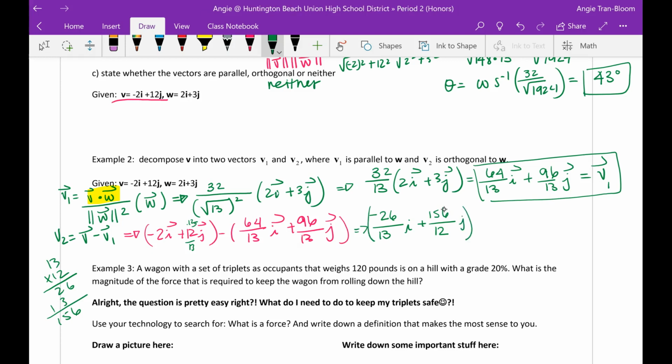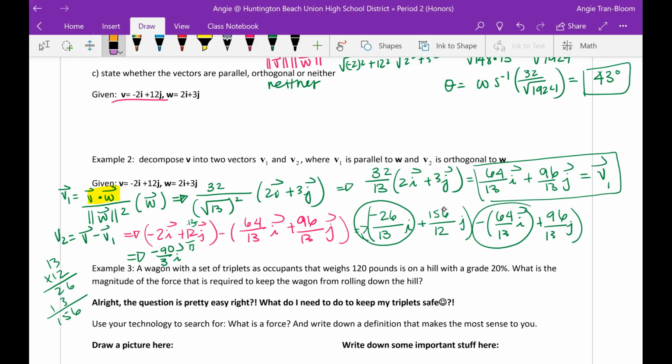Just find a common denominator first, okay? And then drop this down: 64 over 13 i plus 96 over 13 j. Now I can put the i's and the j's together. These two go together. It's a negative and a negative, so that makes it a bigger negative: negative 90 over 13 in the i direction.